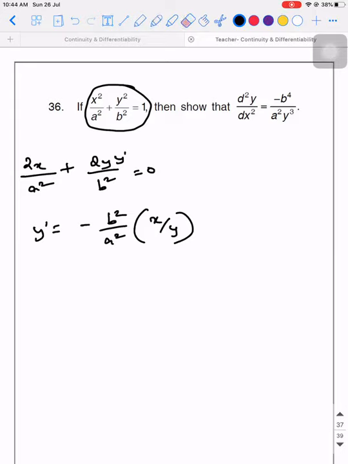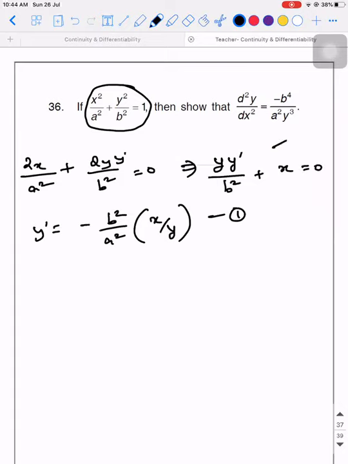Or you can leave it as it is, since y dash involves y. Let this be equation number 1. So from this, what I get is y dash divided by b square plus x is equal to 0. Correct? Now start differentiating this.